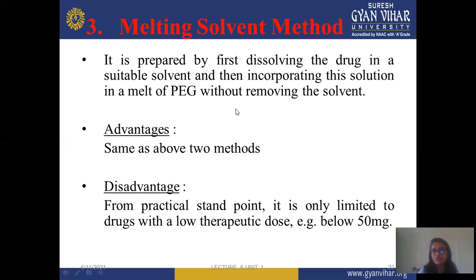The next method is the melting solvent method. In the melting solvent method, it is prepared by dissolving the drug in a suitable solvent and then incorporating this solution into a melt of PEG without removing the solvent. In this technique, you first dissolve your drug in a suitable solvent, and this solution is added to melted PEG without removing the solvent. Unlike the second method, in which you remove the solvent, here you do not remove the solvent. You just dissolve your drug in a particular solvent, then add the melt of PEG, and you do not remove the solvent.